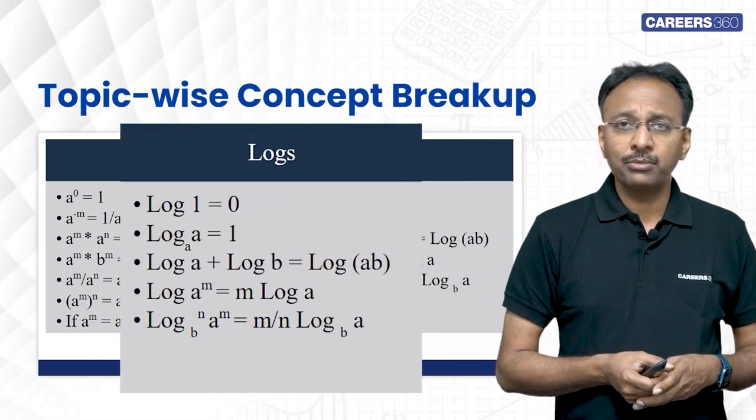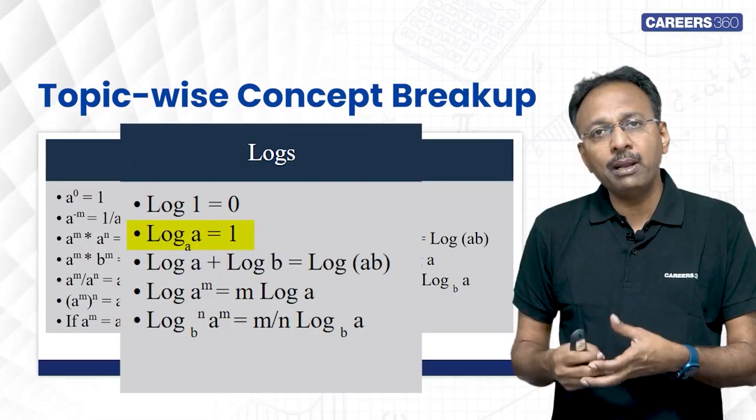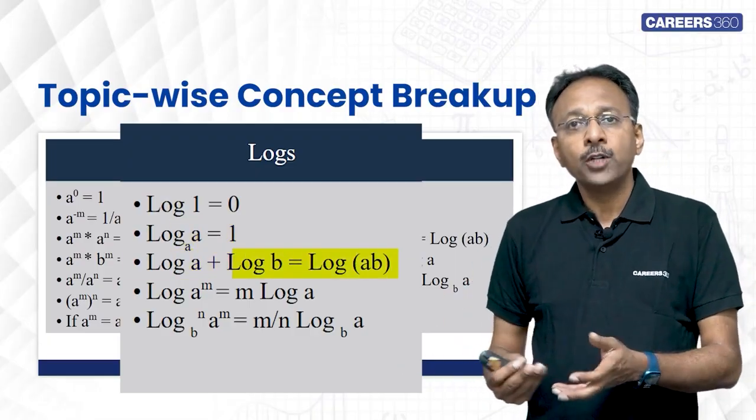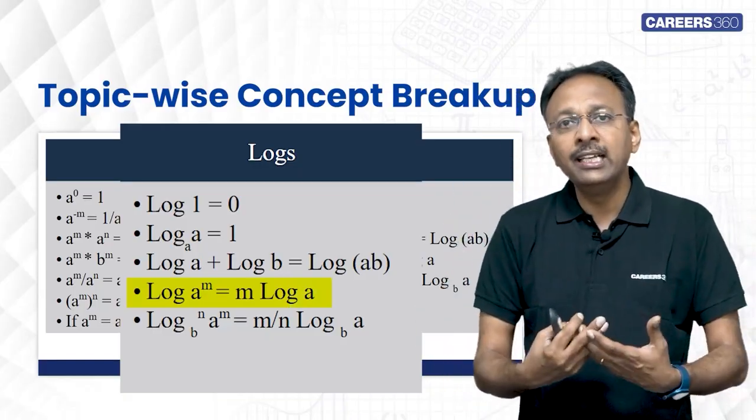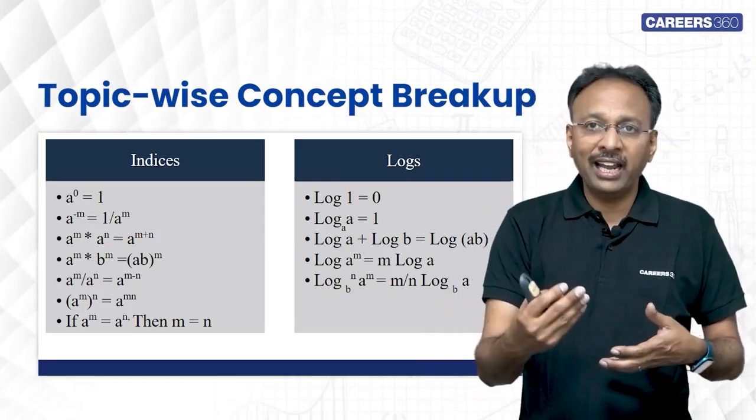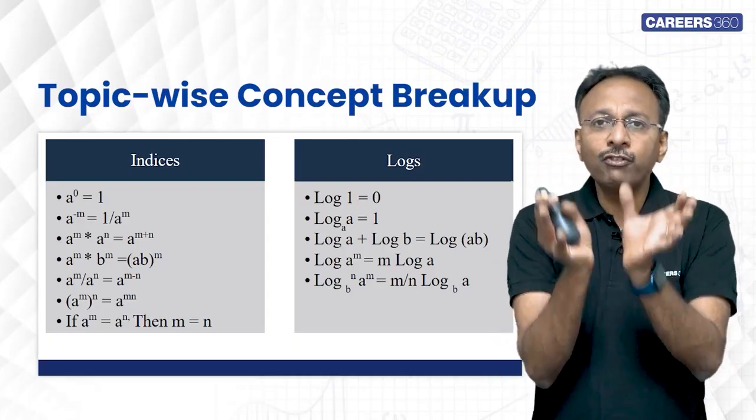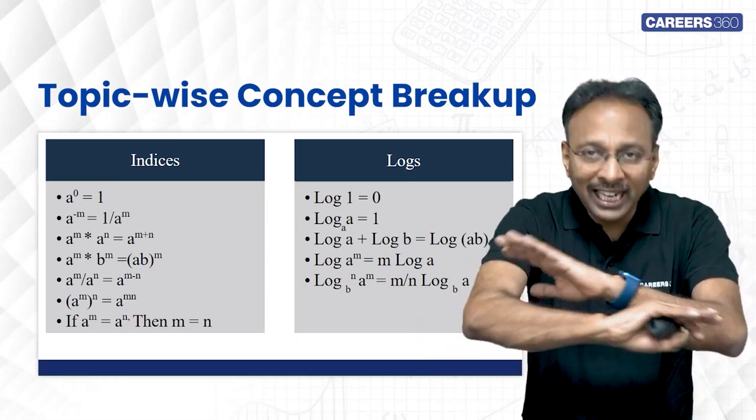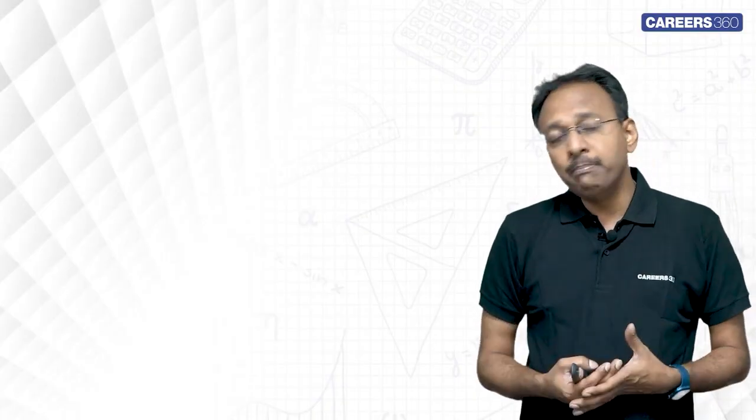Similarly, let's look at logarithms. Log 1 is 0. Log a to base a, or log of any number to base the same number, is 1. Log a plus log b is log of a b. Or log a to the power m is equal to m log a. In fact, if you look at these things on the screen, log of a to the power m, base b to the power n, is m by n log a to the base b. These 3-4 basic formulae, these 3-4 basic concepts, is all that comes in your CAT exam in this topic called logs or logarithms. How do you become better in that?